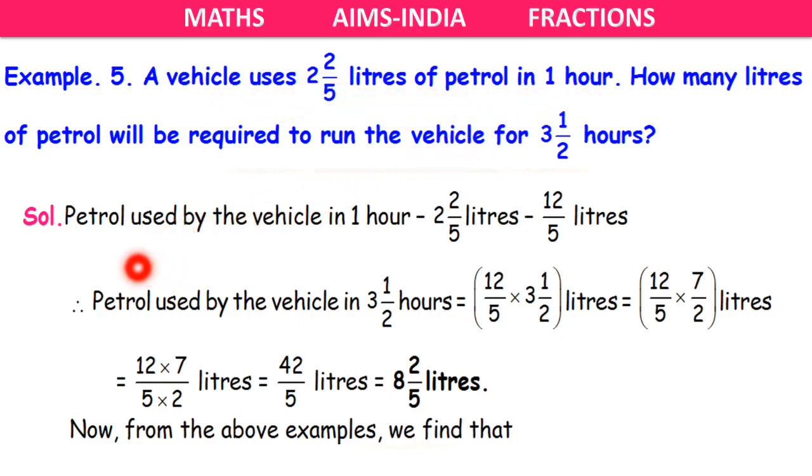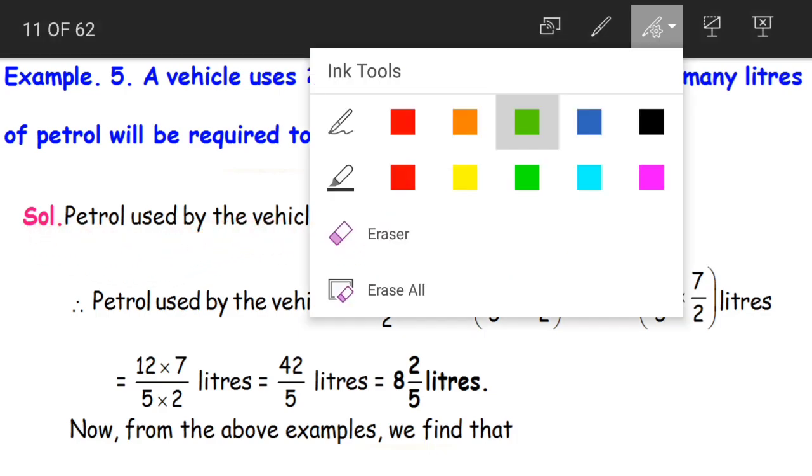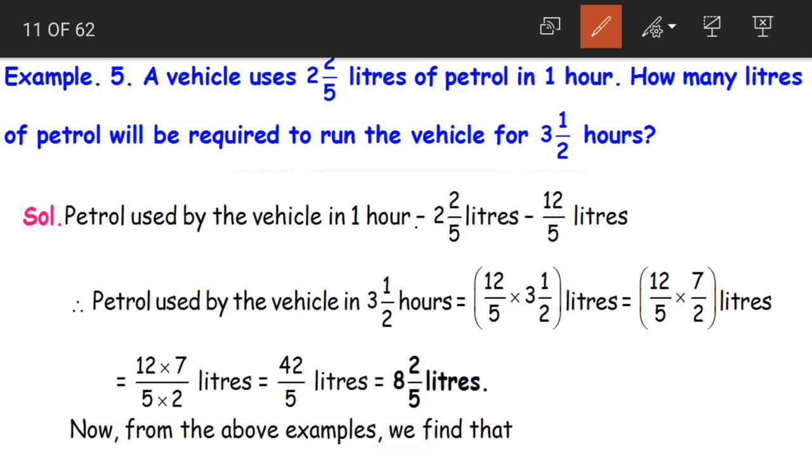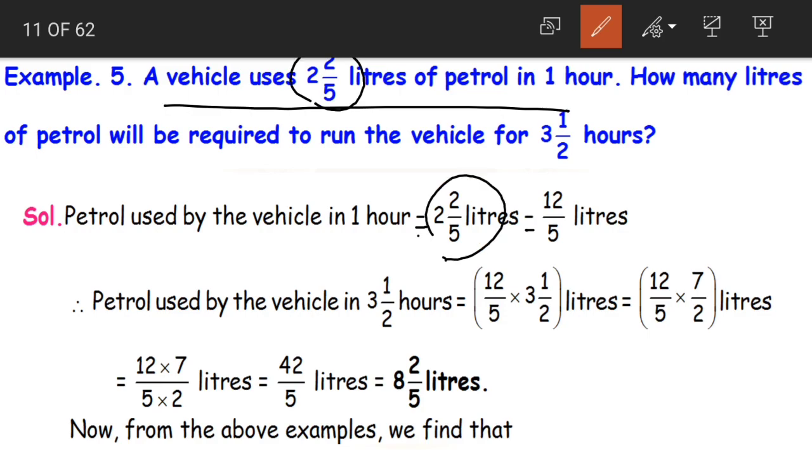So what will our first step be? Petrol used by vehicle in 1 hour. This is not minus, this is equals to, petrol used by vehicle in 1 hour is equals to 2 by 5 liters. Yes, as this is a mixed number, we are converting it to an improper fraction. 5 2s are 10 plus 2 becomes 12. So 12 by 5 liters.